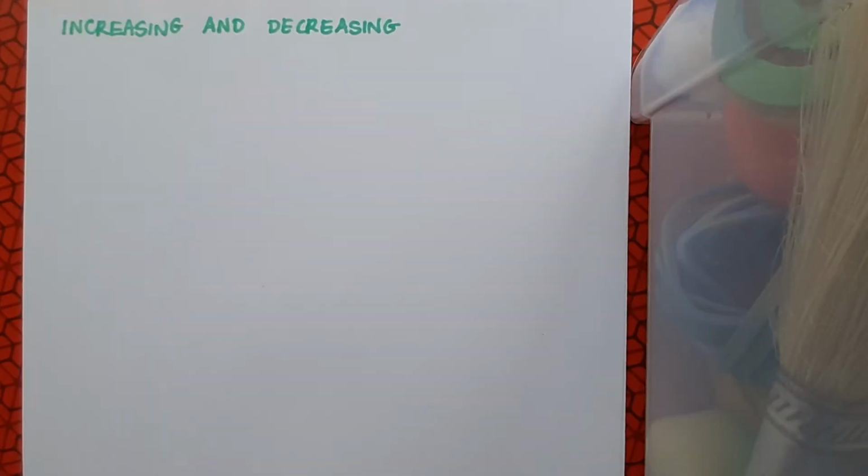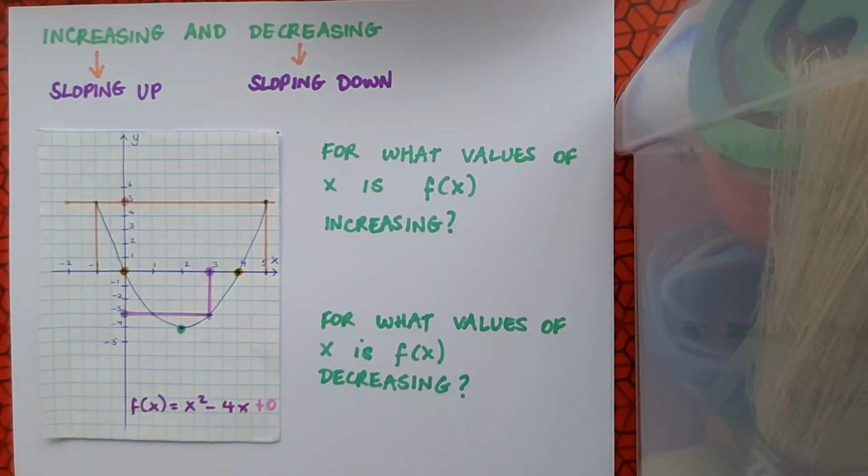So the first thing we're going to look at in this video is where functions are increasing and where they're decreasing. And of course, it's important to know what we mean by increasing functions and decreasing functions. Well, it's quite straightforward. Increasing just means that the function is sloping up, and decreasing of course means just where it's sloping down. So here we have our f of x function again, and we want to figure out for what values of x is f of x increasing and for what values of x is f of x decreasing. Starting with increasing first of all, we said that increasing means that it's sloping up. So let's have a look at our diagram.